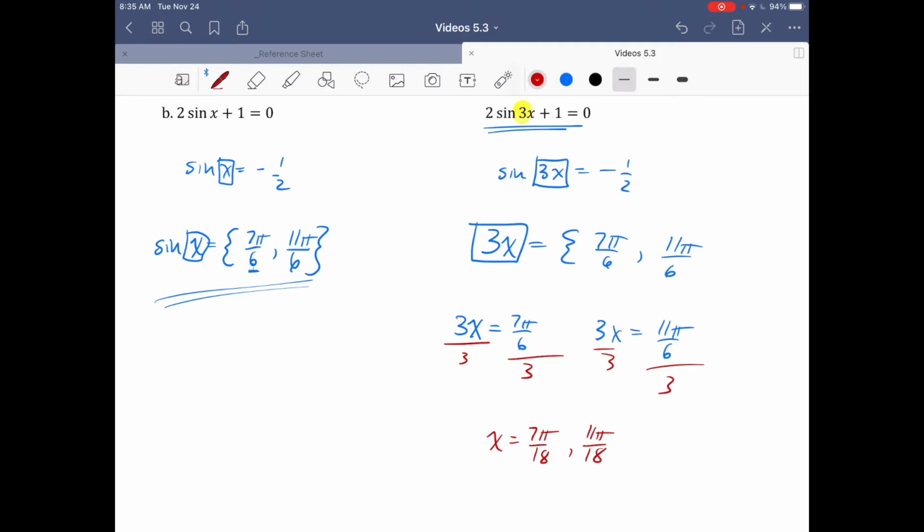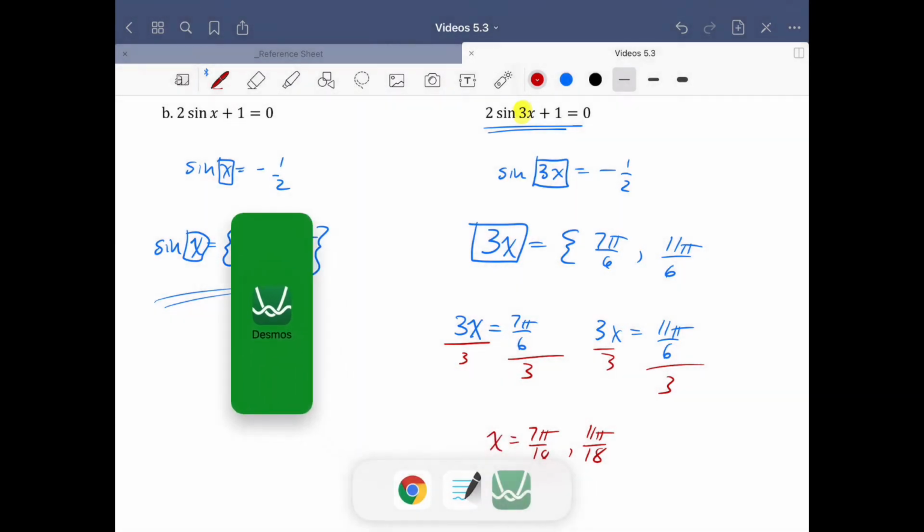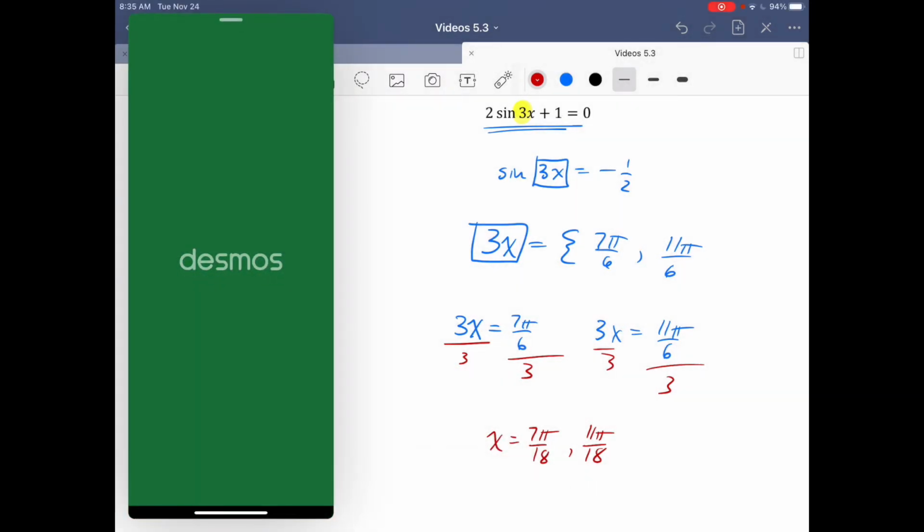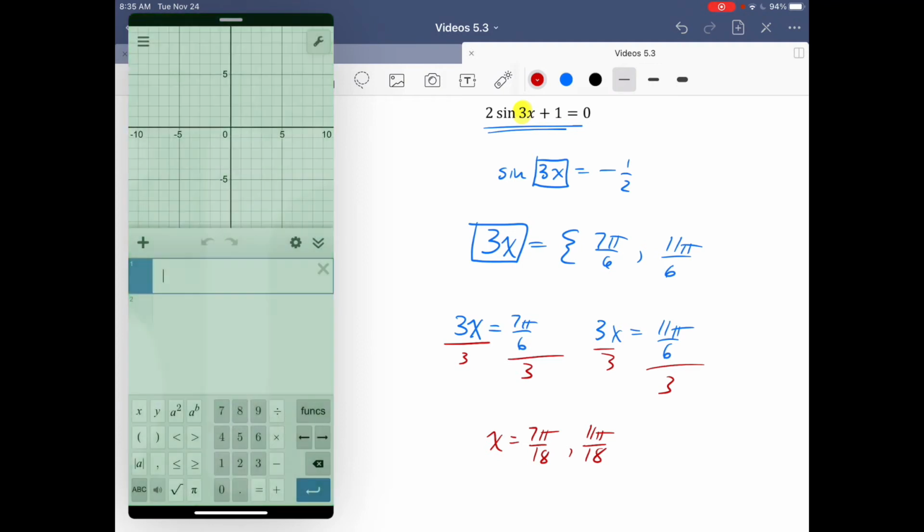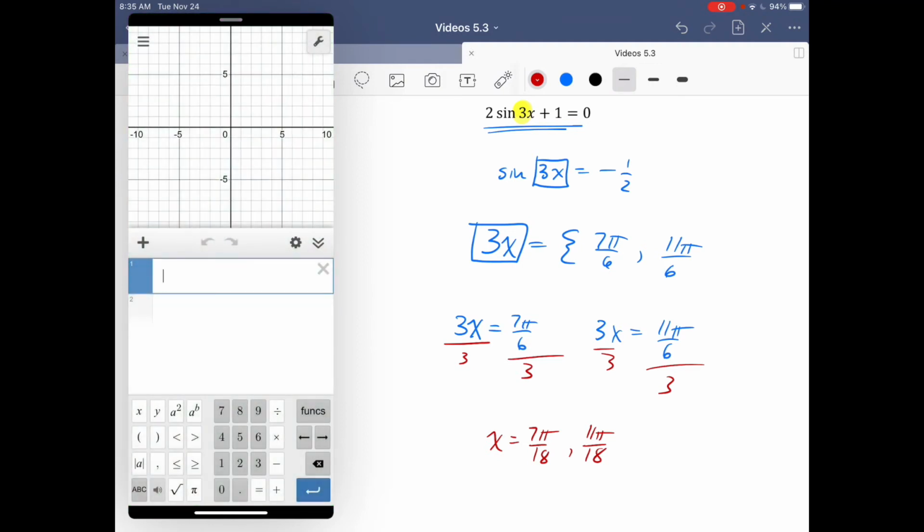So let's talk about how to do this. We'll also talk about this in class, but you can solve these graphically. Talked about that a little bit earlier in the year. Because ultimately we're looking for all of the values of x, remember, between 0 and 2 pi. All the values of x. These were all of the values of 3x. These were all the values of 3x between 0 and 2 pi. But once we divide by 3, we're actually going to squeeze some more in.